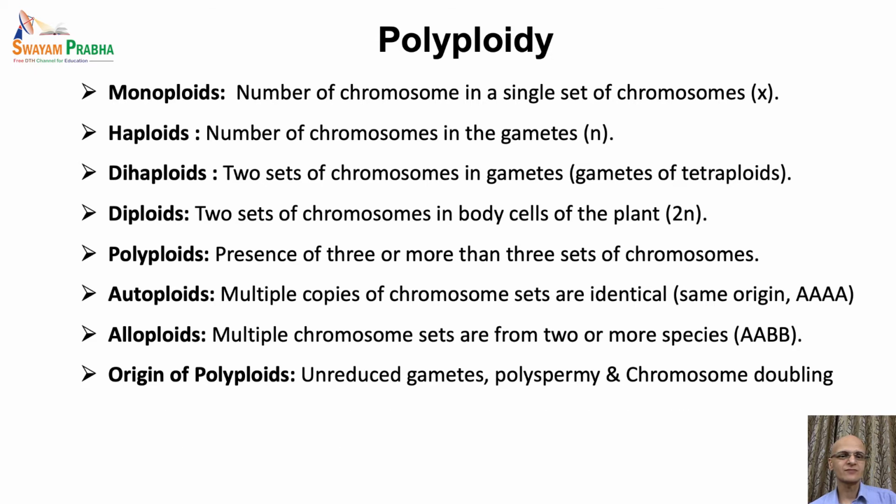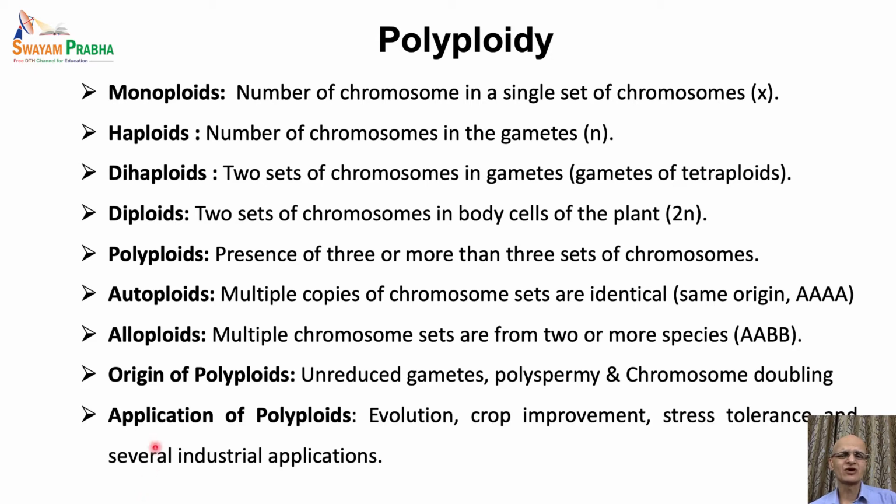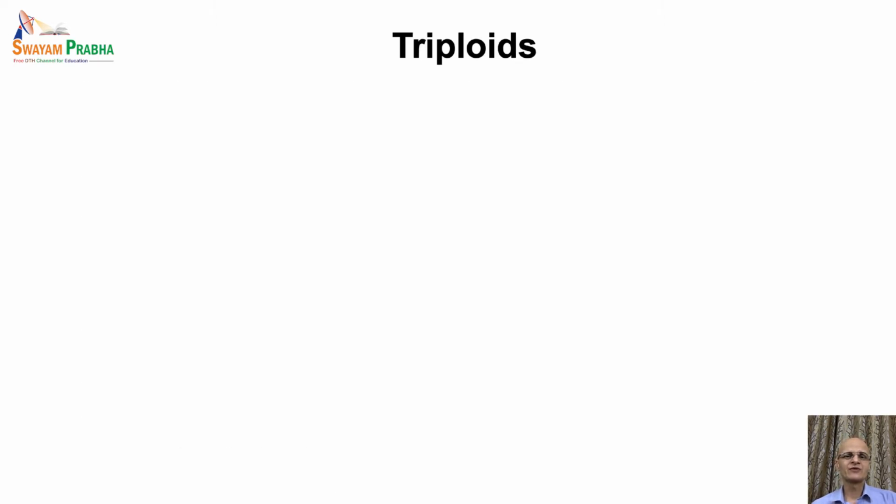the origin of polyploids. And finally, we talked about various applications of polyploids, where we discussed polyploidy as a major driving force for the evolution of the angiosperms or the land plants. We also talked about their roles in crop improvement or induction of stress tolerance, and their application for industrial purposes. So today we will learn more about the triploids.